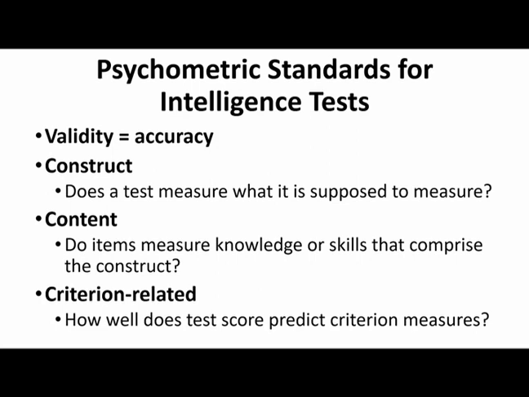The next type of validity is content validity. And content validity is meant to ask if the items on the test are actually measuring the knowledge or skills that make up the construct that we're testing. So for our IQ test, do the questions being asked actually give us a measure of knowledge or skills that's related to intelligence? And not only that, we need to consider if the questions are giving us a full overview of the skills or knowledge that are making up that construct.